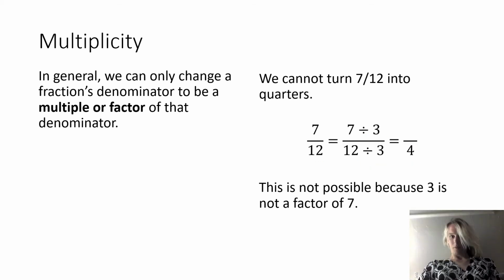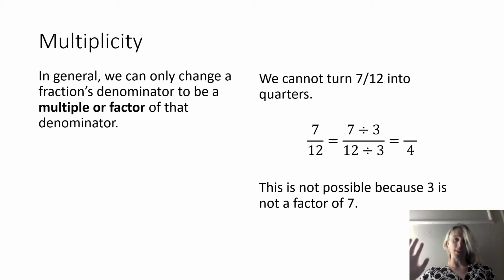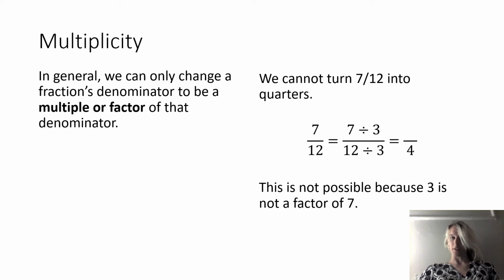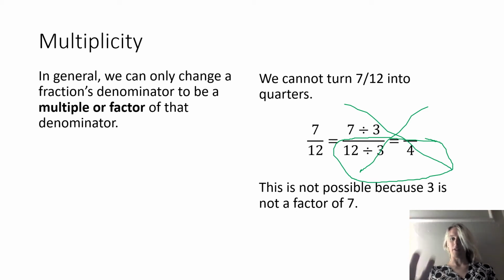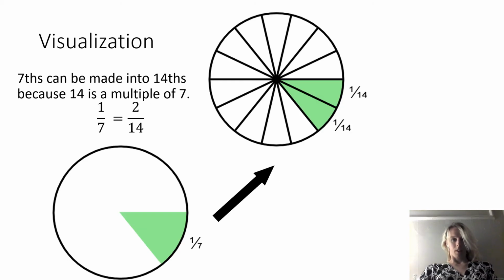But 7/12 is a little bit different. By comparison, 7/12 cannot be turned into quarters. If we wanted to turn 7/12 into quarters, we would have to divide top and bottom by 3, because 3 is the number you need to divide 12 by to get to 4, but 7 is not divisible by 3. This is just not going to work. 3 is not a factor of 7. Therefore, 7/12 can't be turned into fourths. So basically, given a denominator, you can get any multiple you want, but any factors you can only do in certain cases. Here's a visualization.